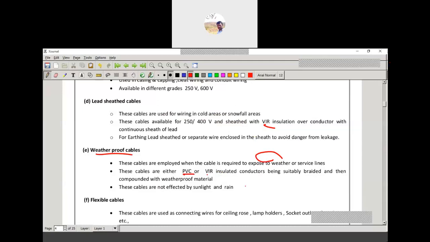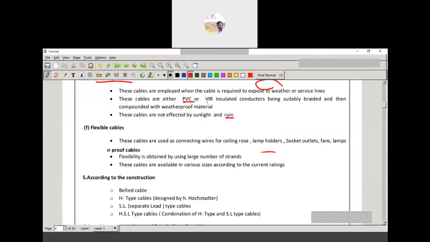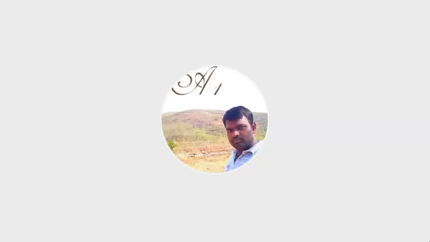Next, according to the insulation we have the classification, starting with vulcanized Indian rubber cables. They consist of a copper conductor with vulcanized rubber insulation. They are used in casing and capping and conduit wiring. In house wiring there are different systems: casing and capping, conduit systems, plate wiring, and surface wiring. Those are the different types.